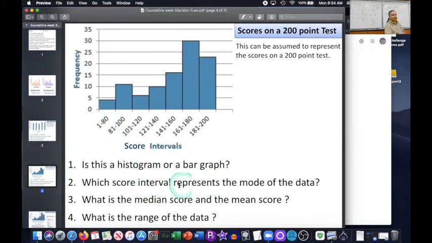Okay? So the mode of the data, that would be the interval from 161 to 180. That's the most frequent range of scores. That's the most frequent interval of scores, from 160 to 180.